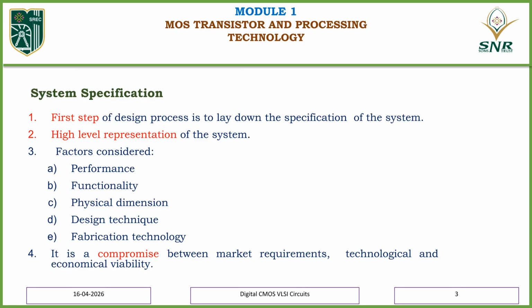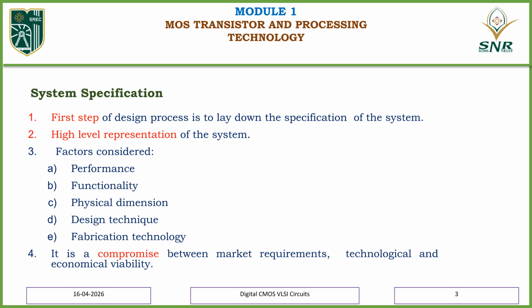System specification is the first and most critical step in the VLSI design process, where the complete requirements of the system are defined in detail. It provides a high-level abstraction of the system, describing what the chip must do without specifying how it is implemented. At this stage, key factors such as performance, functionality, physical dimensions, design methodology, and fabrication technology are carefully considered.